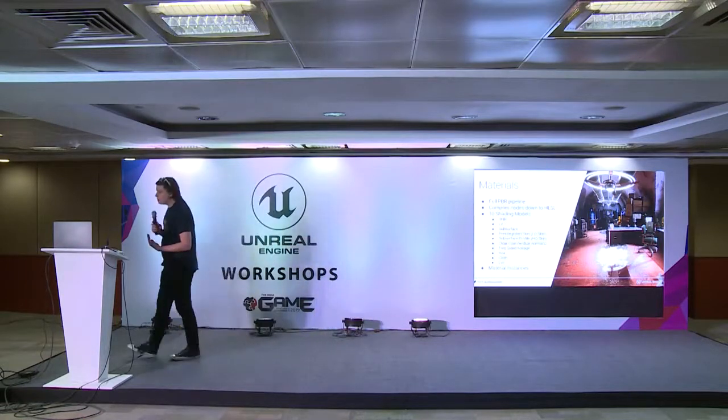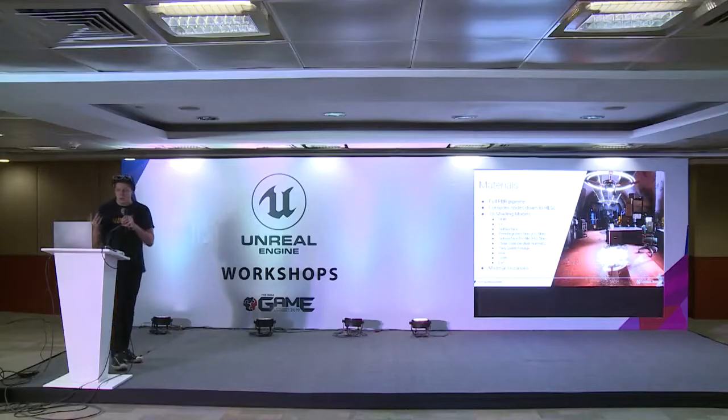We have 10 shading models in there at the moment, which is unlit, lit, subsurface, pre-integrated skin, subsurface profile, clear coat, two-sided foliage, hair, cloth, and eye. And as well as that, we support the concept of material instances, which I'll go into a little bit.